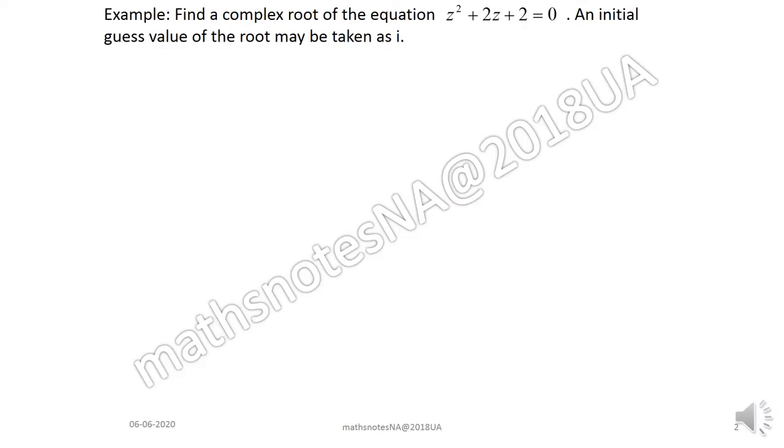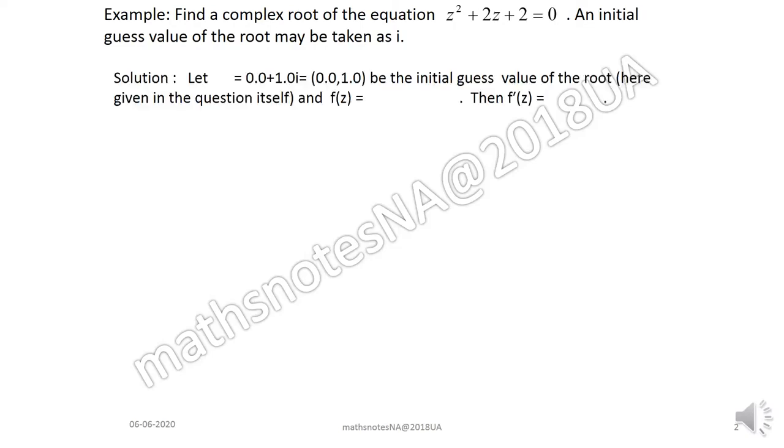Here f(z) is given and x0, or here we can say z0 because it is a complex root. So z0, which may be in the form of x plus iy form, we may take. So we can write down z0 is equal to 0 plus 1i, which can be written as 0.0 plus 1.0 into i, or in bracket form (0.0, 1). So if this is the initial guess which is given to us, and we have f(z) which is z square plus 2z plus 2, we can find out its derivative which is 2z plus 2.